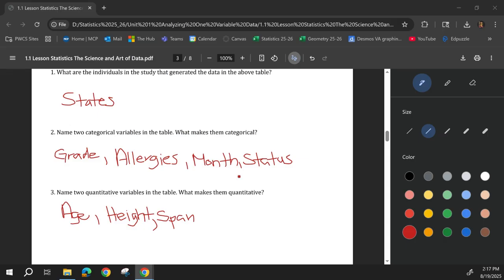So I believe the preferred status is like, what is your goal in life? To be famous, healthy, happy, rich. Those are all things that we can put into a category. I know that grade level is years 9, 10, 11, 12, but we really would put that in a category. And then the quantitative variables are the ones you can measure: your age in years, your height in centimeters in this case, and your arm span also in centimeters.